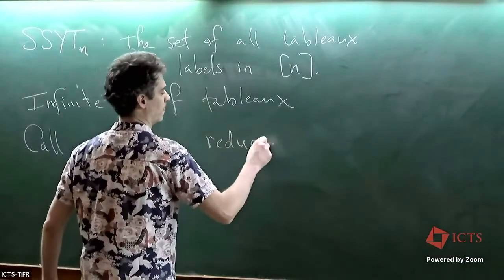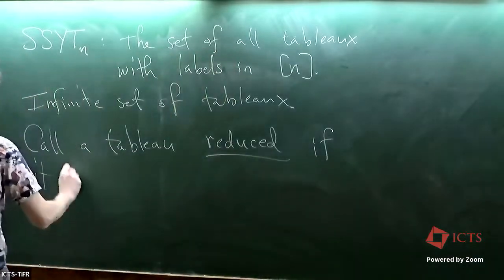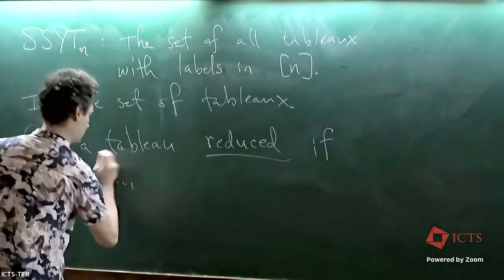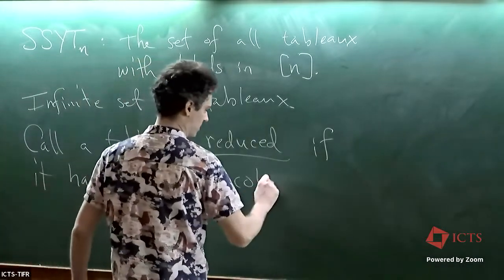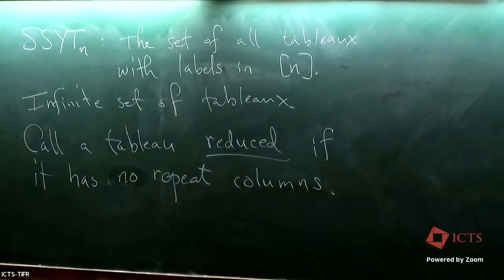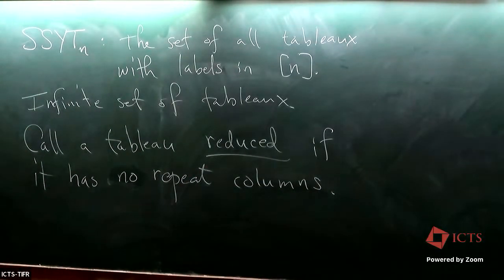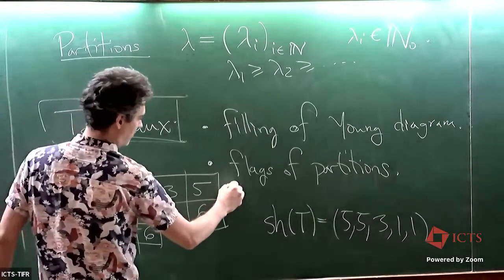So I want to say, we'll call a tableau reduced if it has no repeated columns. Okay? And this tableau in this example is in fact reduced. There are no repeated columns. But I could do this 5, 6 right here.